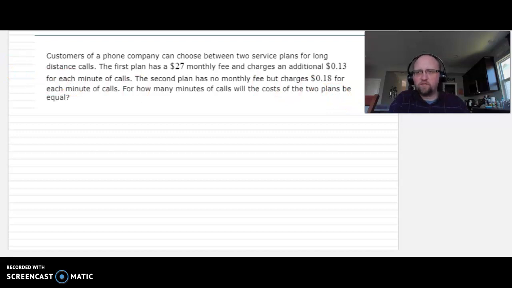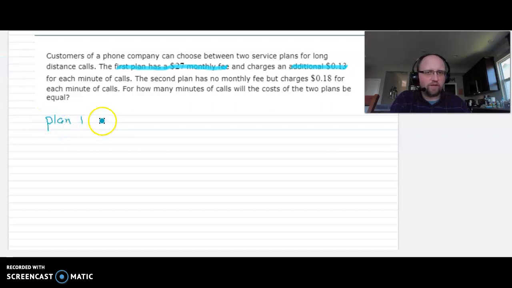So, one thing to do when you're trying to solve a problem like this is go ahead and start highlighting or underlining things that you might need to know. So, let's take a look at the first plan. I'm just going to highlight this in blue. The first plan has a $27 monthly fee and charges an additional 13 cents. After I've pulled that out, I know in blue I'm going to call this just plan 1.